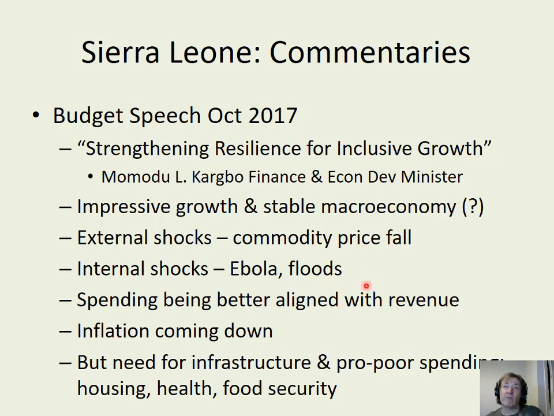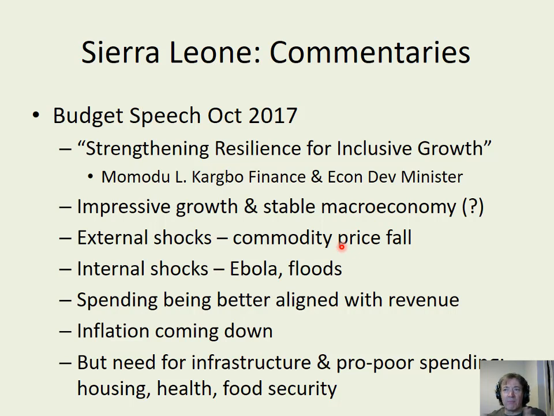So here's the budget speech from October 2007 by the Finance and Economic Development Minister, Mahmoud El Kagbo. The title was Strengthening Resilience for Inclusive Growth. He says the government's record is one of impressive growth and a stable macroeconomy. Well, you can judge for yourself by looking at the graphs and what the IMF said, but that's an interesting interpretation.